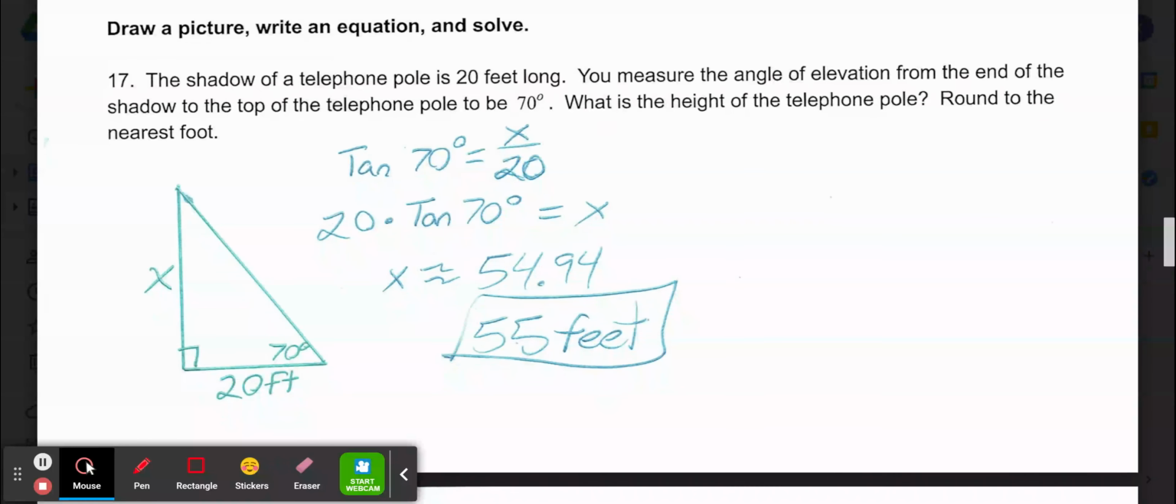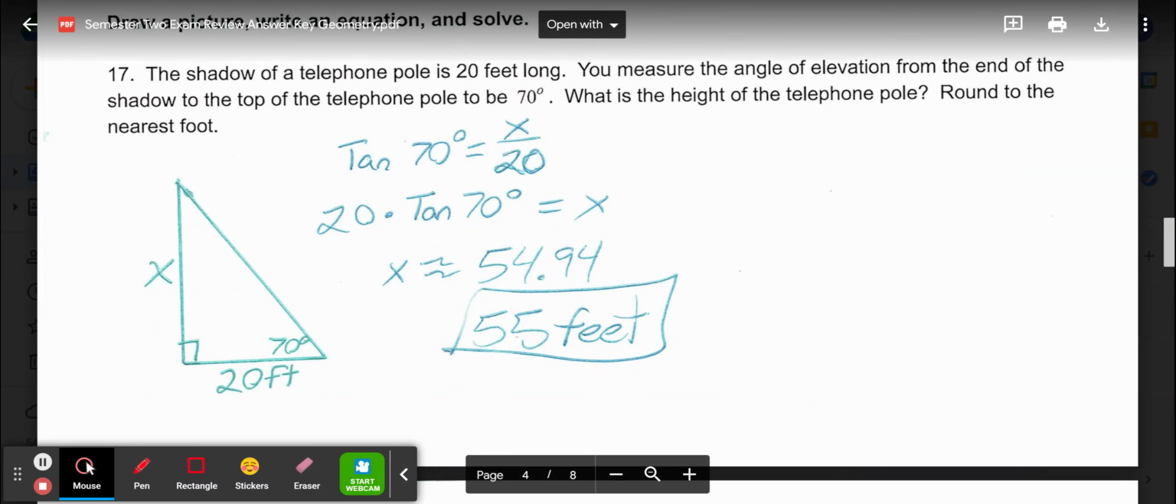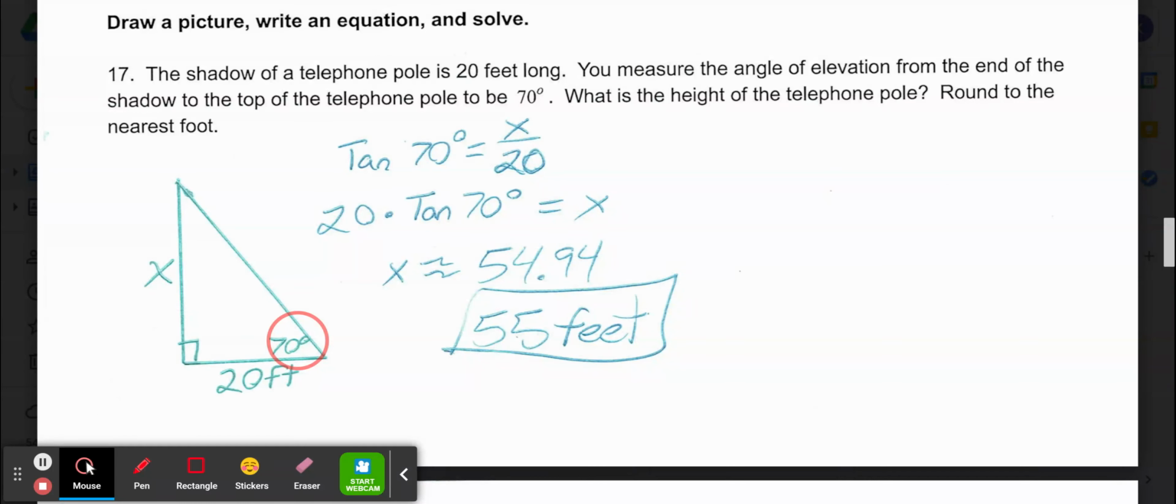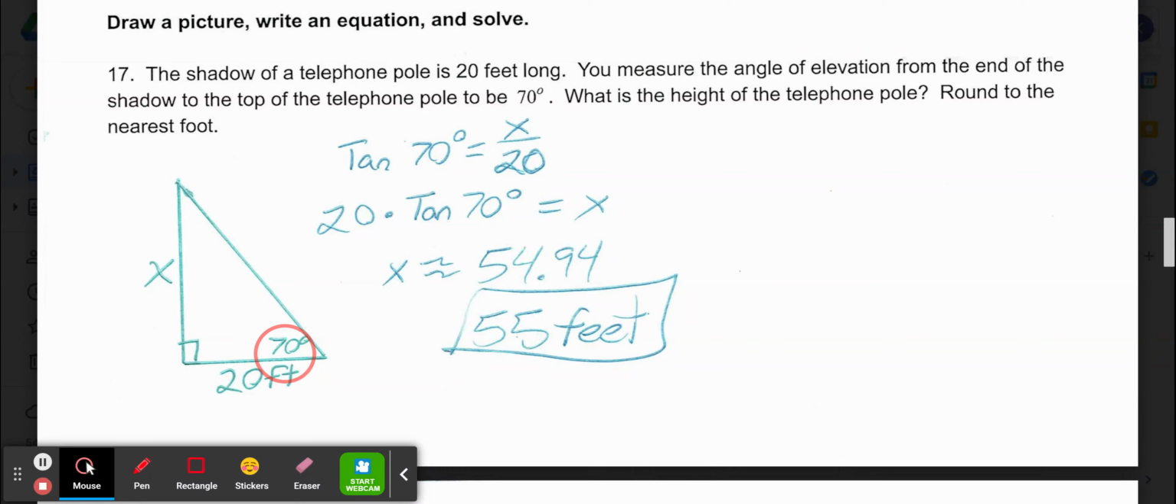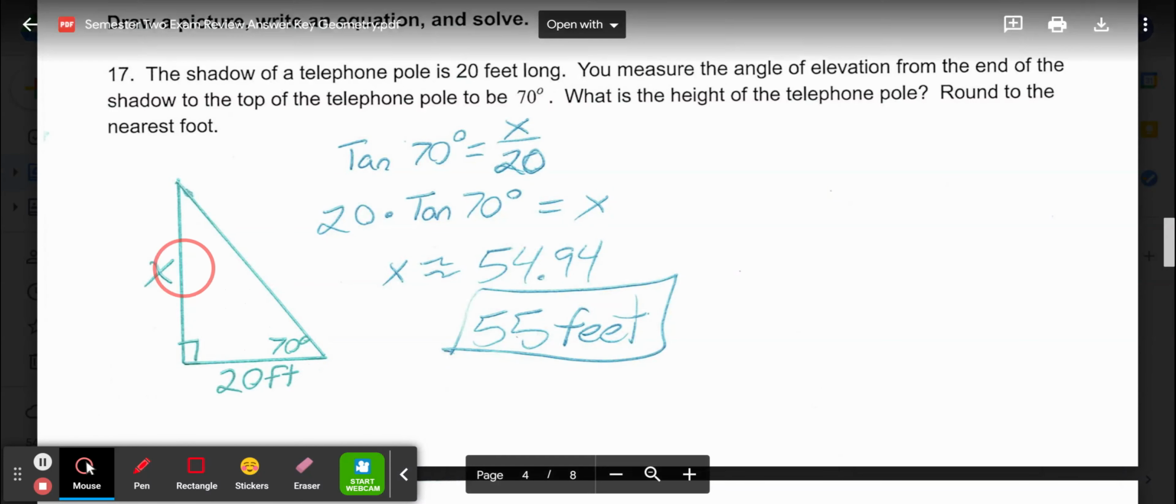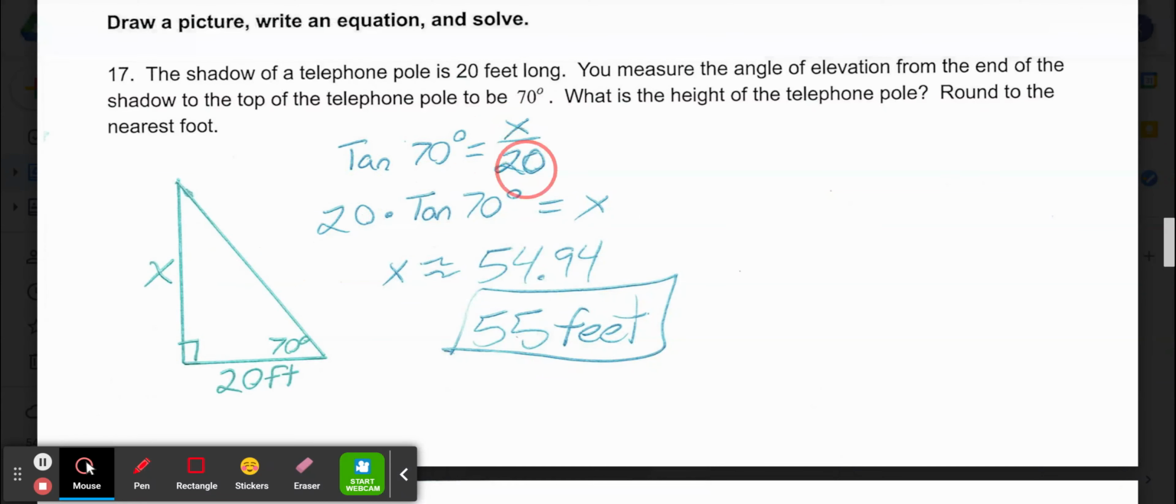Now in 17, what you'd want to do is take the word problem. We know the shadow was 20 feet, and we knew the angle measure with the shadow and the top of the telephone pole, so this angle here was 70 degrees. So 20 feet, 70 degrees. In this case, we're looking for the height of the pole, so we could use tangent of 70 equals x over 20. So 20 times tangent of 70 is x, giving us the height of the pole to be approximately 55 feet.